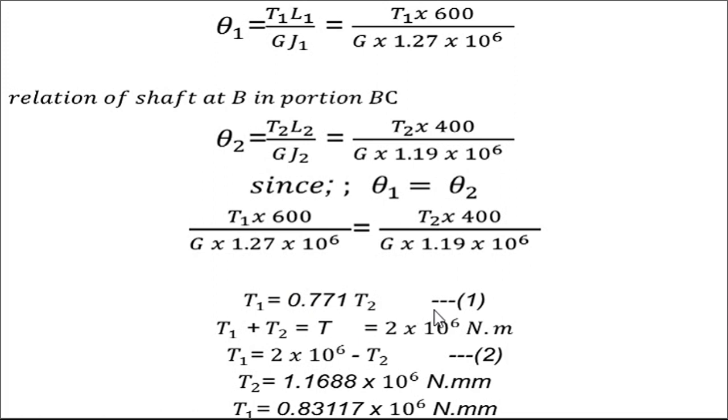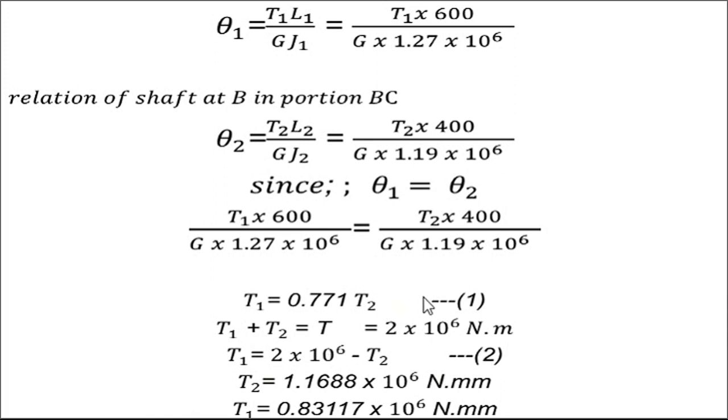As we know, the total torque applied, which is also given for the shaft, is 2 into 10 raised to 6 Newton meter. So T1 for region BC and T2 for region AC. The summation of both of these torques is equal to the total torque, and the total torque value is given. So if you put that value here, T1 is equal to 2 into 10 raised to 6 minus T2. So this is equation number 2, which we get from the total torque.